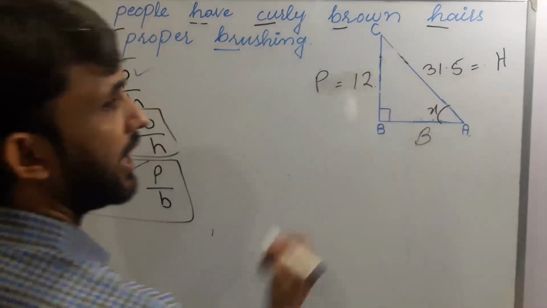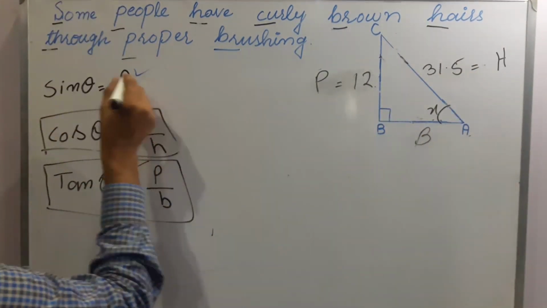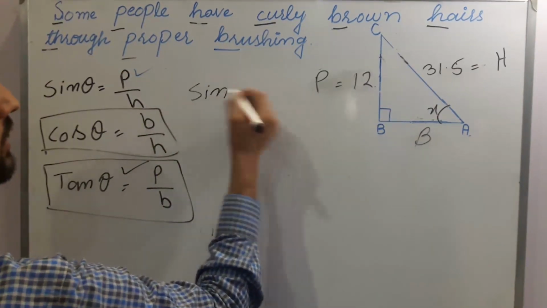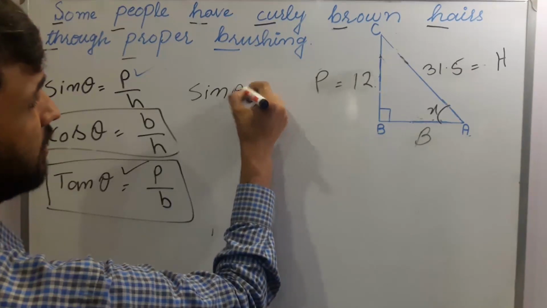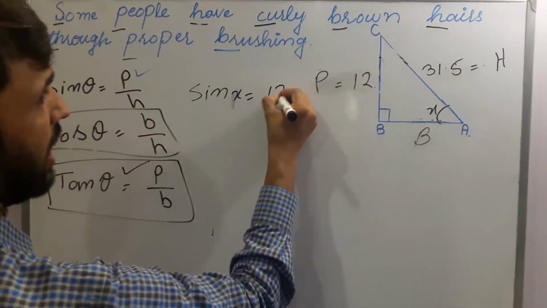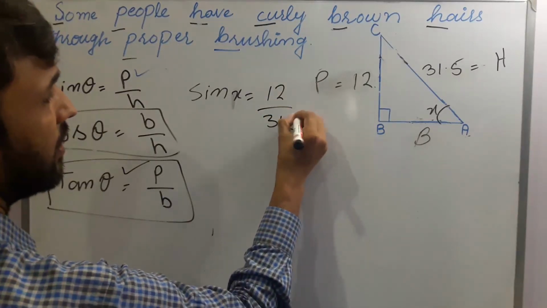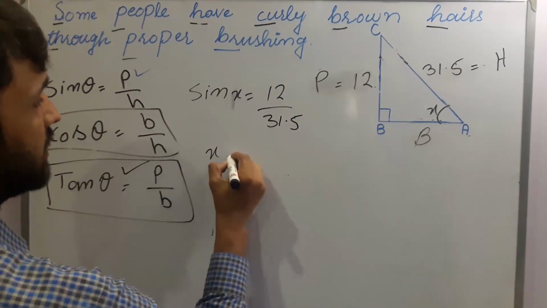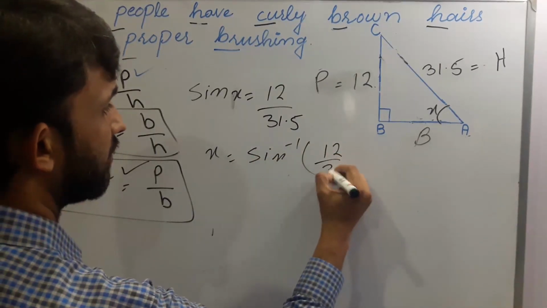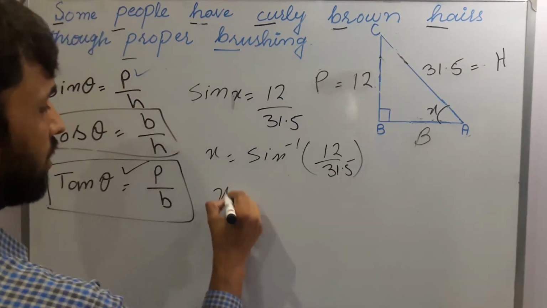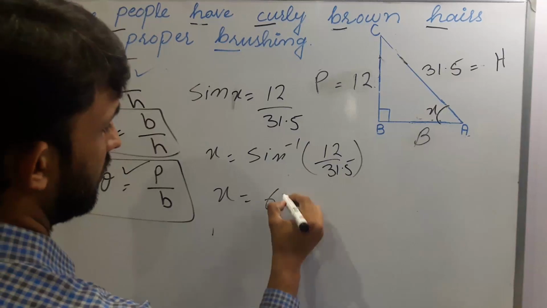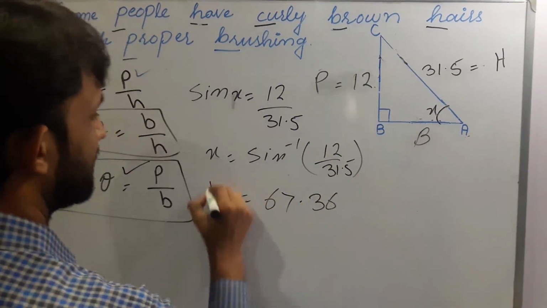Now we have perpendicular and hypotenuse. We have to use sin theta. Sin theta is perpendicular over hypotenuse. So sin theta, we have to find theta, which you can put as x. Perpendicular is 12 over hypotenuse is 31.5. Now we have to find x. Sine will be shifted to the other side. This will become sine inverse of 12 over 31.5. Okay, we can simplify this and the final answer will be 67.36. This is the third case.